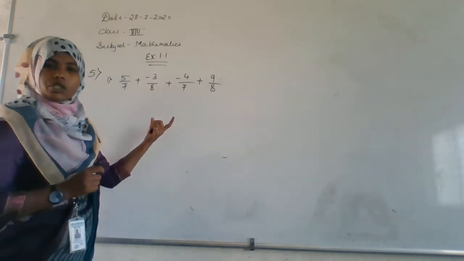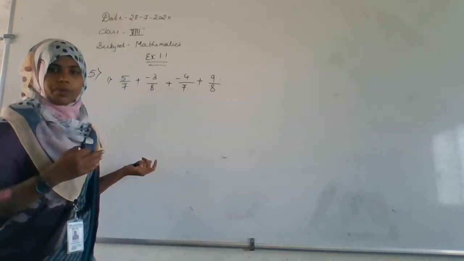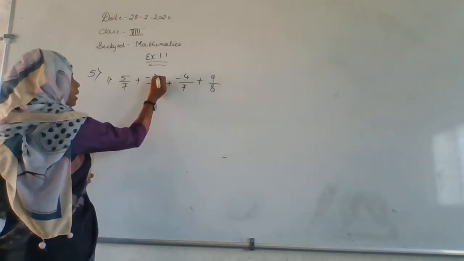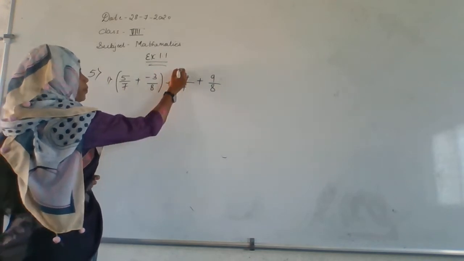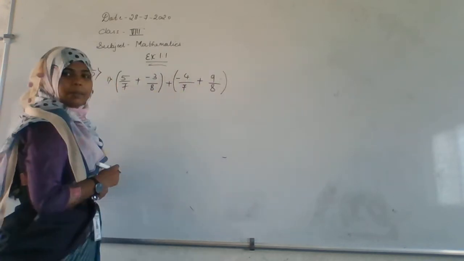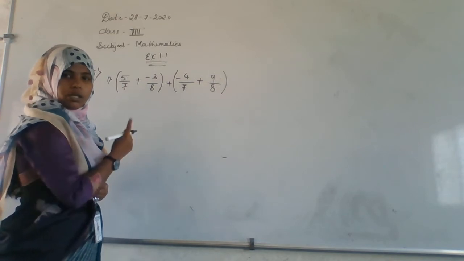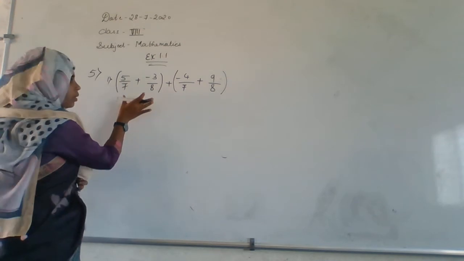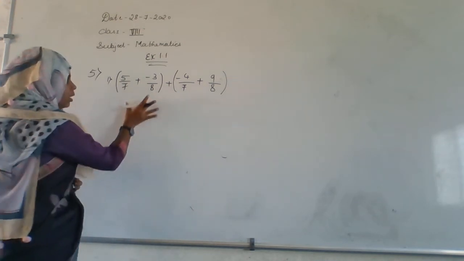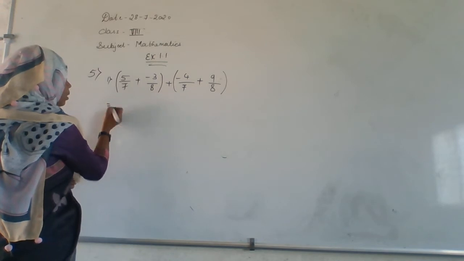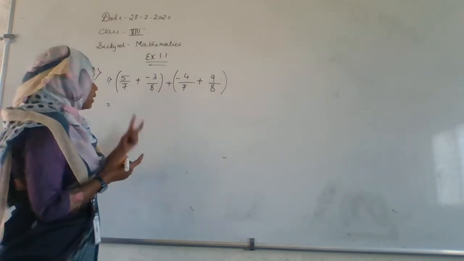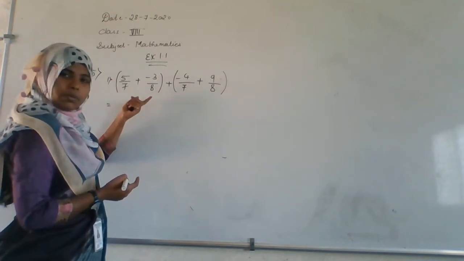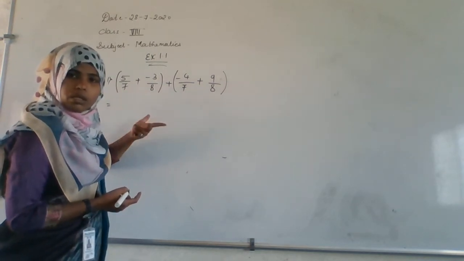Since the addition is given, we can go for the closure property for this part once and this part once. So I keep brackets here, where I am using the closure property of addition. Here first, whenever addition or subtraction is there, you have to take the LCM.